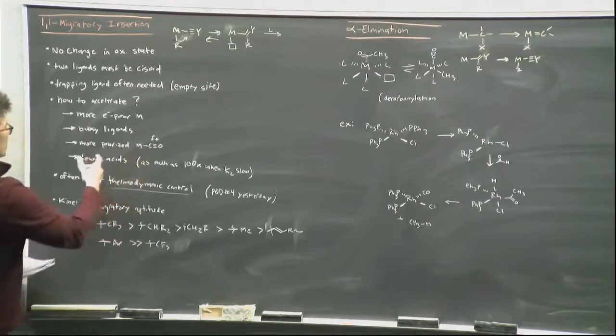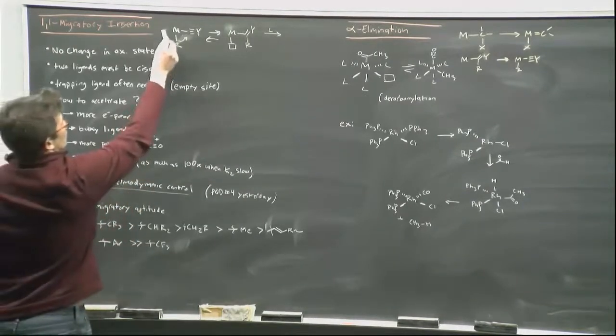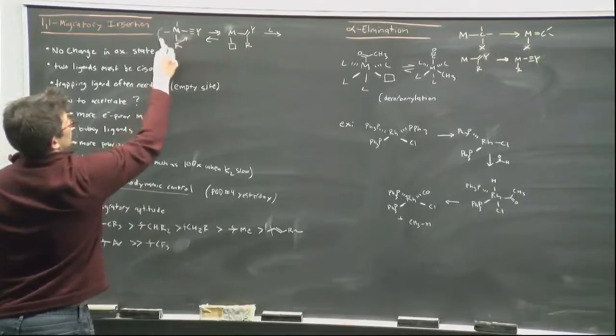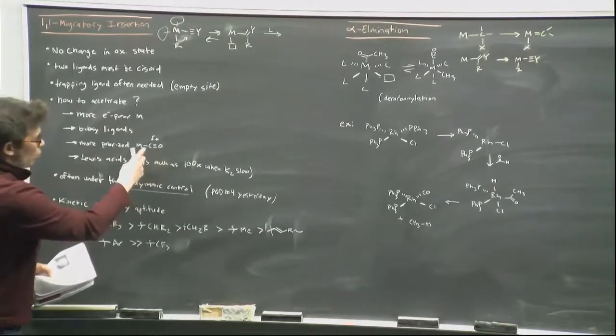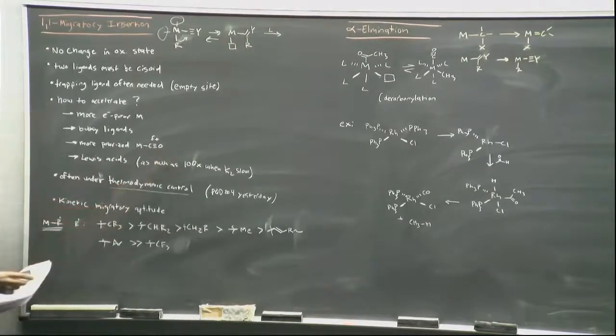It happens with increased rate when the other ancillary groups of the metal are more bulky. You can think of that in terms of a squeezing out phenomenon like we saw in reductive elimination. It's also faster when this bond is more polarized, so when the carbon atom has more partial positive character, again, because typically you're in this nucleophilic transfer regime.